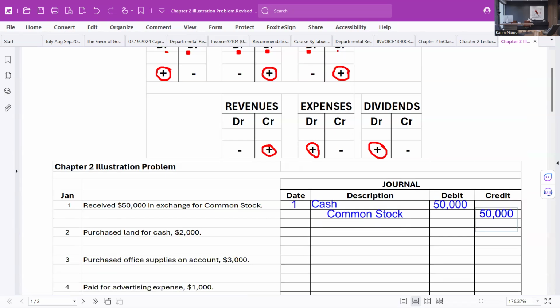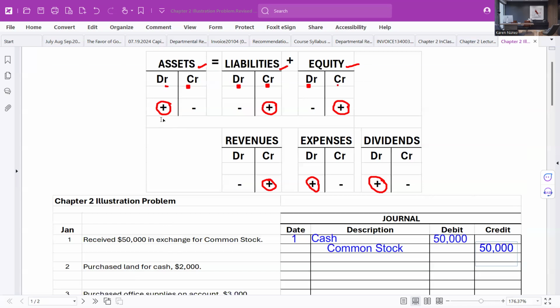And number two, we have the purchase of land. They are buying land and they are paying cash for the land. Well, land is an asset. So now we've got to increase this land account because we've now got more land. How do you increase an asset? With a debit. So on January 2nd, we've got this debit to the land account for the purchase of land for $2,000. So we want to make sure that we debit that land account to increase it by the $2,000.